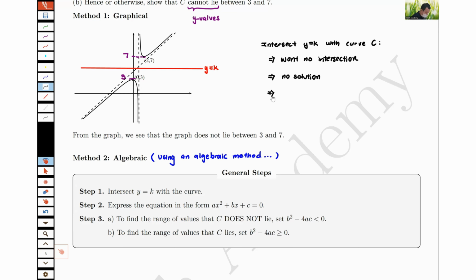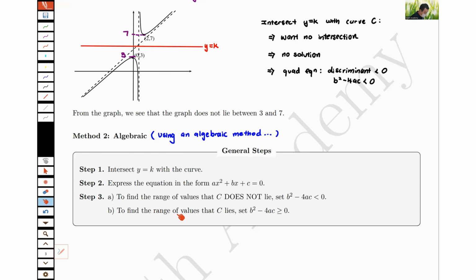Here we have to recall a secondary school concept. No solutions, if it's a quadratic equation, means discriminant lesser than 0. Discriminant means you check for your quadratic equation, b squared minus 4ac lesser than 0. So that is the logic that we are going for. For the algebraic method, we intersect with k. Depending on whether you want intersection or not, we set the discriminant accordingly.